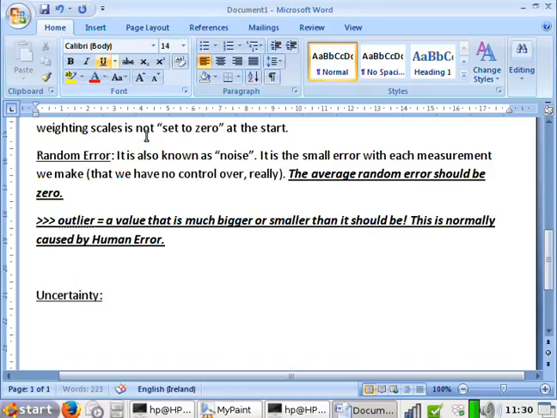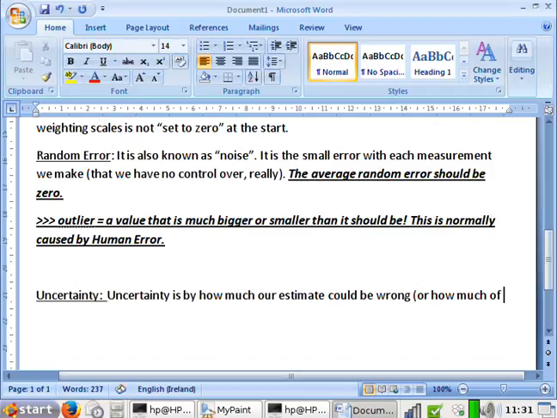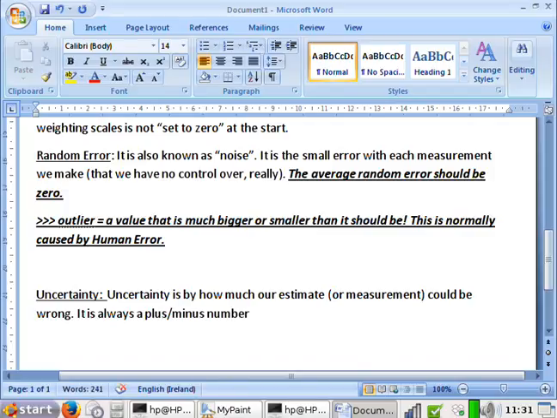Okay, so I'll tell you now. Uncertainty is how much our estimate could be wrong. Estimate or measurement, you can use it in both situations. It is always a plus-minus number. And there are specific formulas for it, and that's what we'll move on to next.